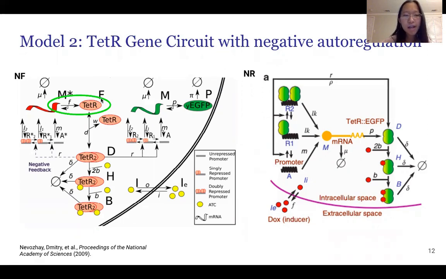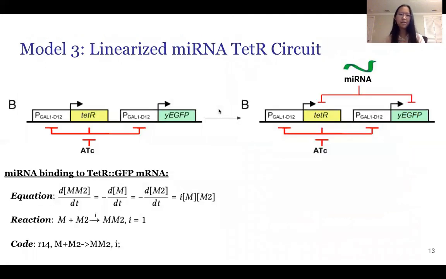In this model, the TetR actually goes back and binds to its own promoter and decreases its own expression. And we will see later how this works to improve linearity. Our third model is the linearized miRNA TetR circuit. On the left, we have the regular negative feedback one, and on the right, we introduce miRNA, which is going to bind to the TetR and YEGFP mRNA to degrade it. And this is actually blocking translation and transcription from occurring effectively.